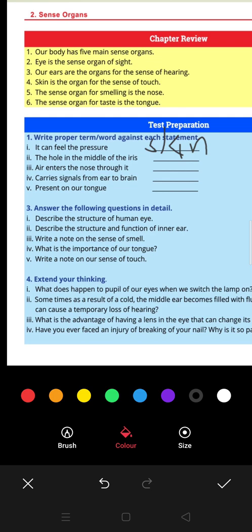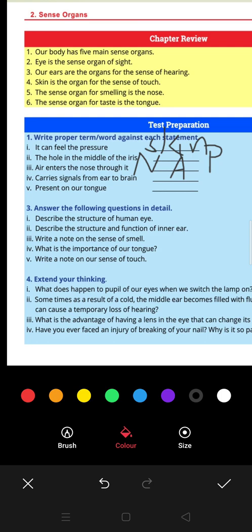The hole in the middle of the iris. Which is the hole in the middle of the iris? We read it is the pupil. Air enters the nose through it. These are the nostrils, your nose holes, nose cavities. Carries signals from ear to the brain. It is the auditory nerve. We read that the cochlea and brain are connected through the auditory nerve.